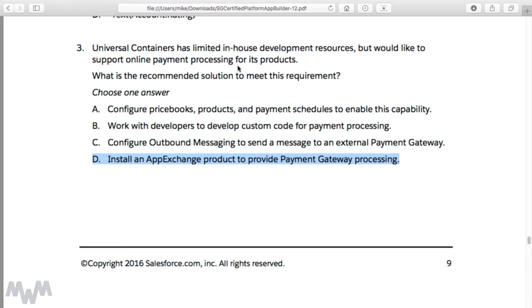And so I really want to highlight the key phrase here in this question, that Universal Containers has limited in-house development resources. So it's really easy, as the clock is ticking down and you're taking the exam, and you see something about supporting online payment processing, and that leads you to, oh my goodness, I've not dealt with online payment processing like ever. And then, products, is that opportunity products? Is that a custom product object?